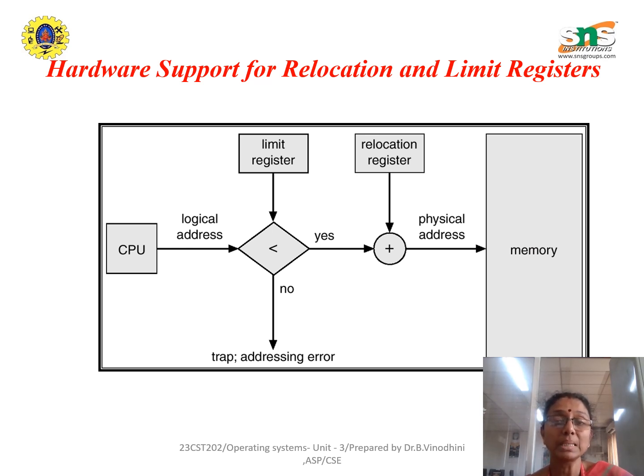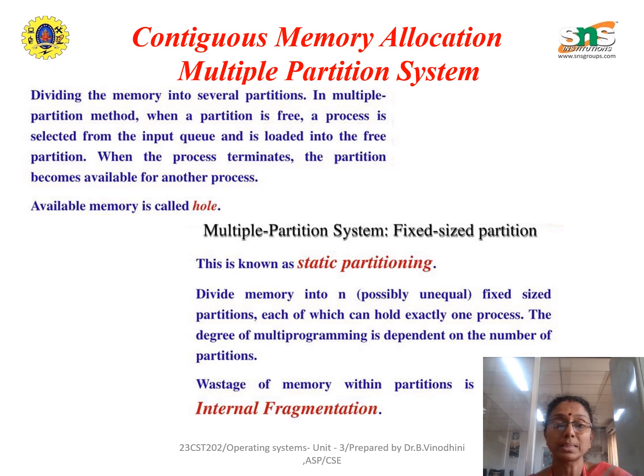Suppose the physical memory is allocated to the given process. The CPU generates the logical address, and that logical address is compared with the limit register. If it is okay, it goes to the relocation register and finds the corresponding physical address in the physical memory. If the logical address is beyond the limit register, it produces an error, and that error is reported to the operating system. This protection is done in the conversion of logical to physical address.